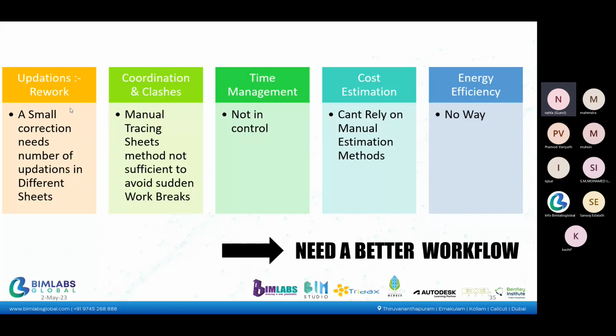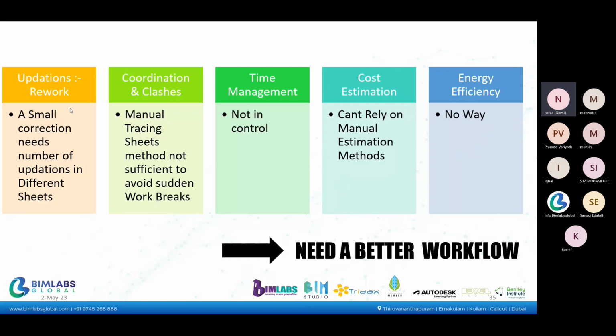Then coordination and clash checking couldn't be done in the CAD workflow, because traditionally people used trace sheets to see whether any beam or column or the ducts and all overlap with each other. But that is not a good way to check for clashes, because even after doing all these things there were problems of clashes on the site. And of course the time management aspect is not incorporated in CAD.